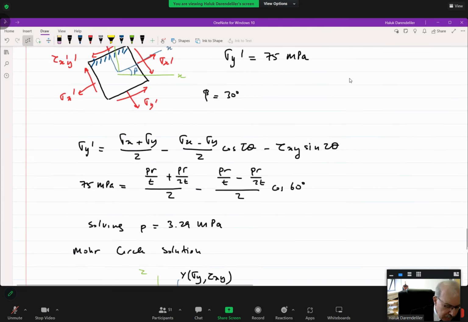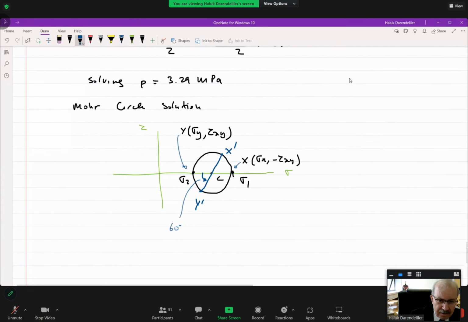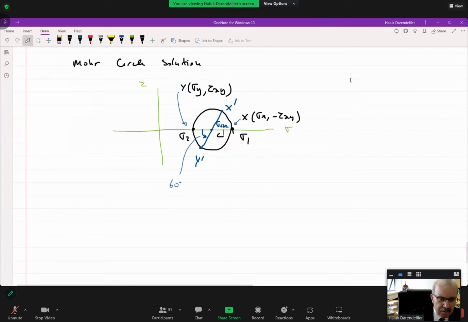Okay, I know that this is sigma average, this point. So what is sigma Y prime? From geometry, look at the geometry. Sigma Y prime is equal to sigma average minus the radius of the circle times cosine 60 degrees. What is sigma average? It is (sigma X plus sigma Y) over 2.